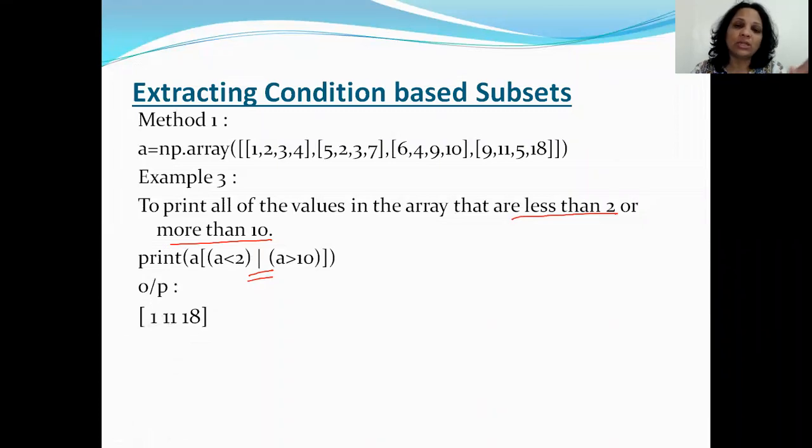So if you look at all the elements of the array, the only elements that satisfy these conditions, that means the value needs to be either below 2 or the value has to be above 10, are 1, 11 and 18. Now what you need to remember is in this extraction method, the answer is always going to be a one-dimensional array.